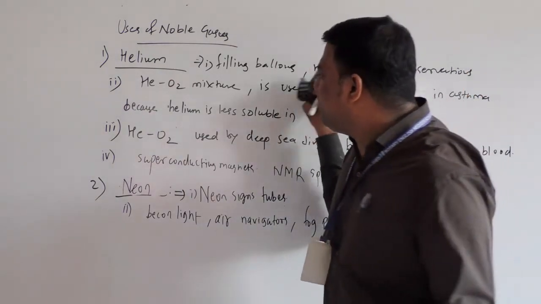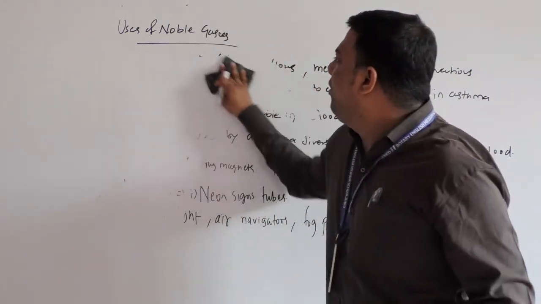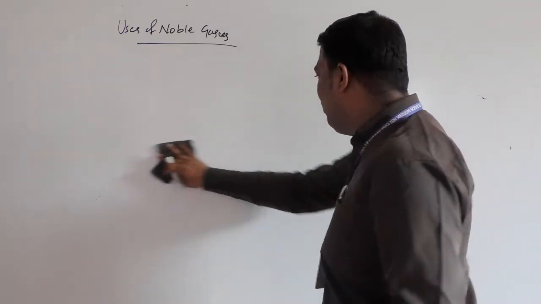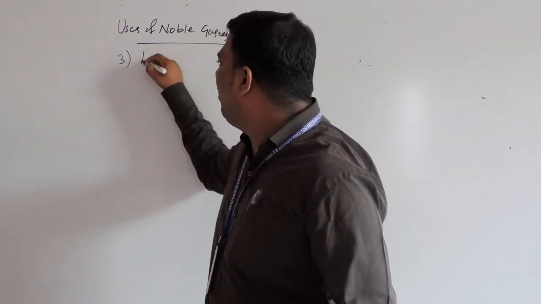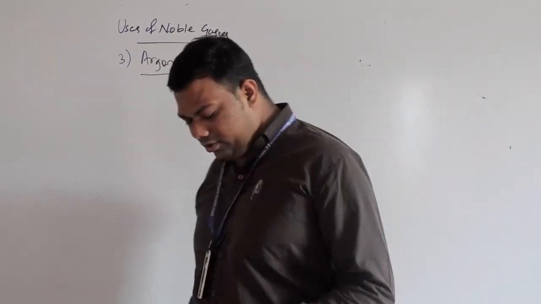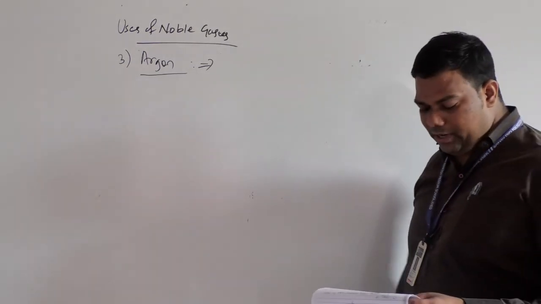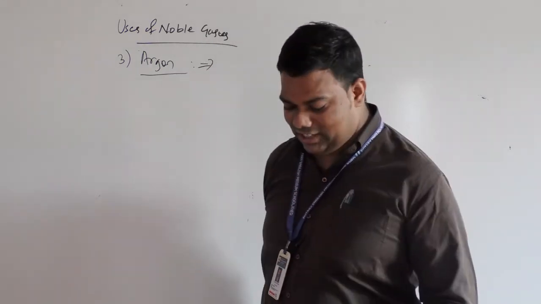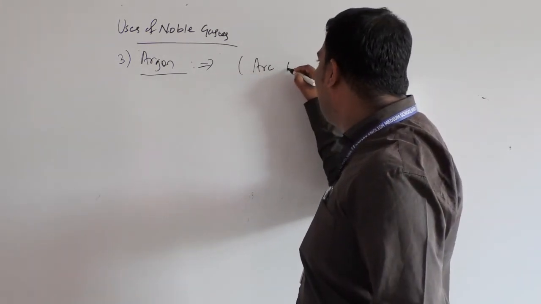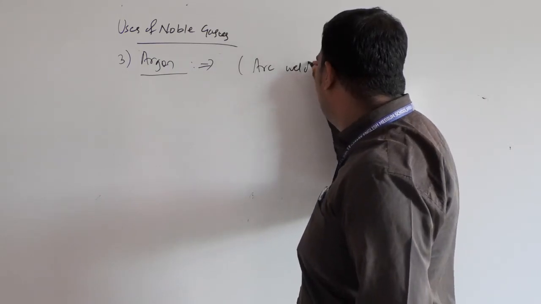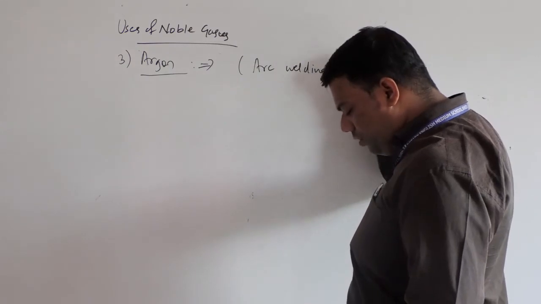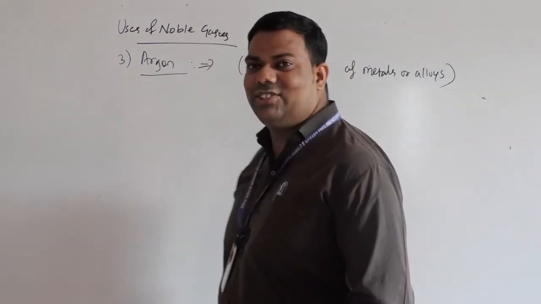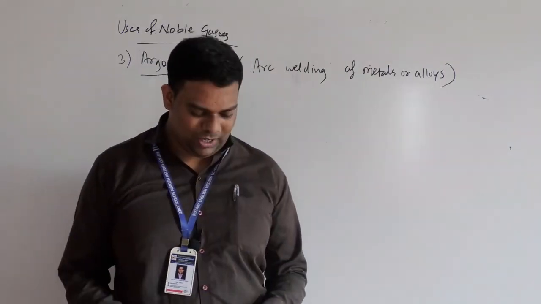Next, after helium and neon, argon. Concentrate on argon also, it is important. Argon is used to provide an inert atmosphere in high temperature metallurgical processes, that is, in arc welding of metals or alloys, where they provide an inert atmosphere.